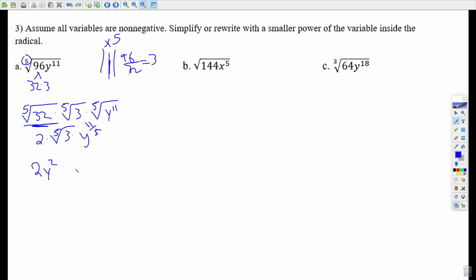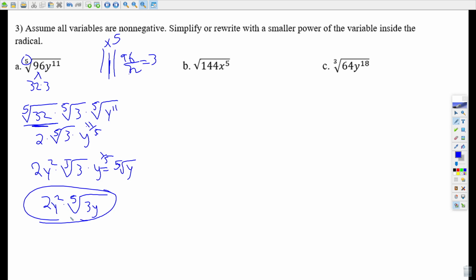So 2 times. And then there'd be 1 left over. All right, so we have times the 5th root of 3 times y to the 1/5, which is the same thing as the 5th root. So I would write this as 2y squared times the 5th root of 3, and then this would also be in there because you could rewrite this as 5th root of y, so it'd be 3y.